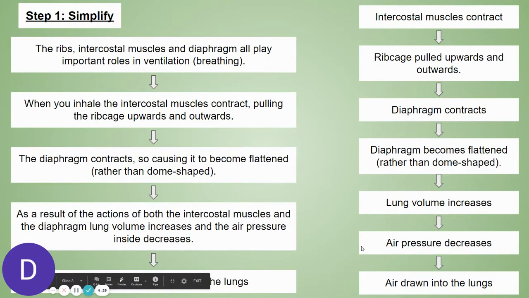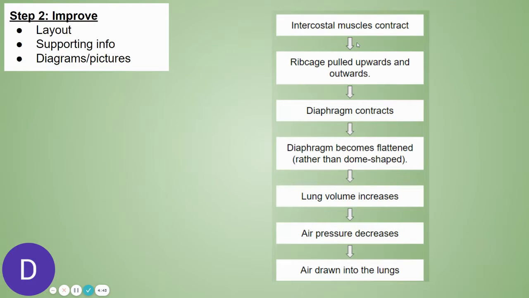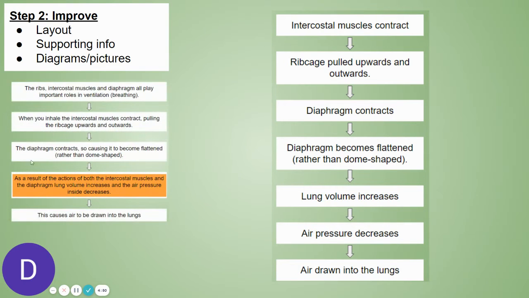Okay, now that's a lot better. There's been some thinking about what key information needs to be taken out of that. This then becomes a lot simpler to recall, and the act of putting it into that form will improve your understanding. But it could be better, so let's go again. How can we improve this? Well, the first thing we need to consider is the layout. So let me go back to the information that was given there. It says, as a result of the actions of both the intercostal muscles and the diaphragm.